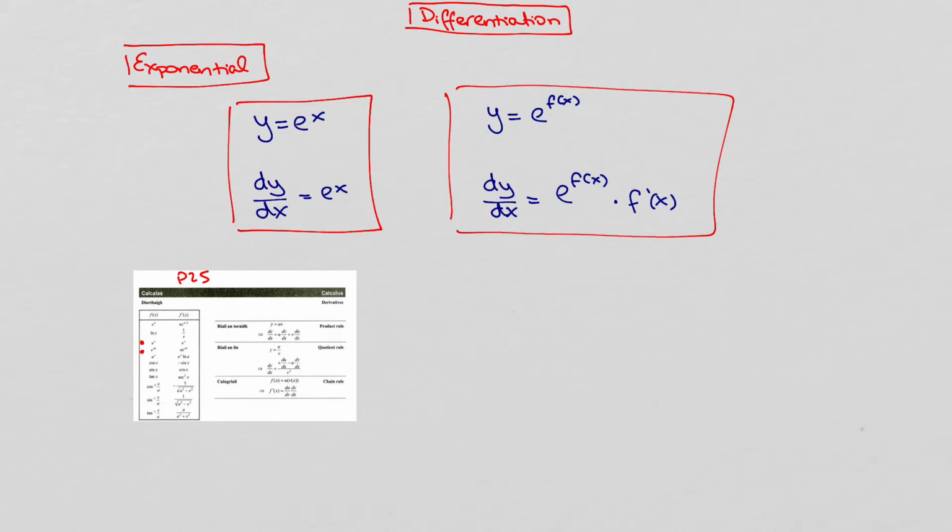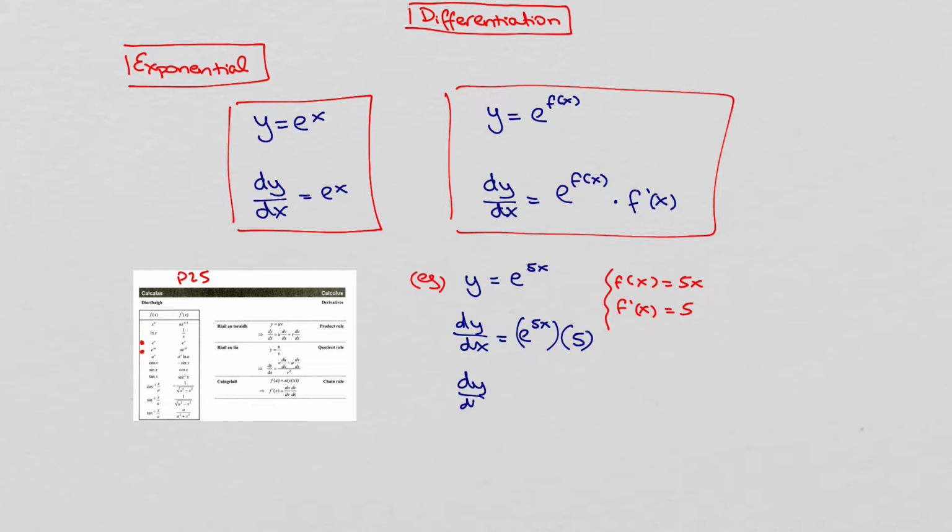So if we have a look at an example, if we're given, say for instance, y equals e to the power of 5x, then the function within the function there is 5x, and the derivative of 5x is 5. So dy/dx is equal to, differentiate e, we just get itself, and then multiply by the derivative of the power, which is 5. We tend to always write our coefficient first, so we'd say 5e to the power of 5x.